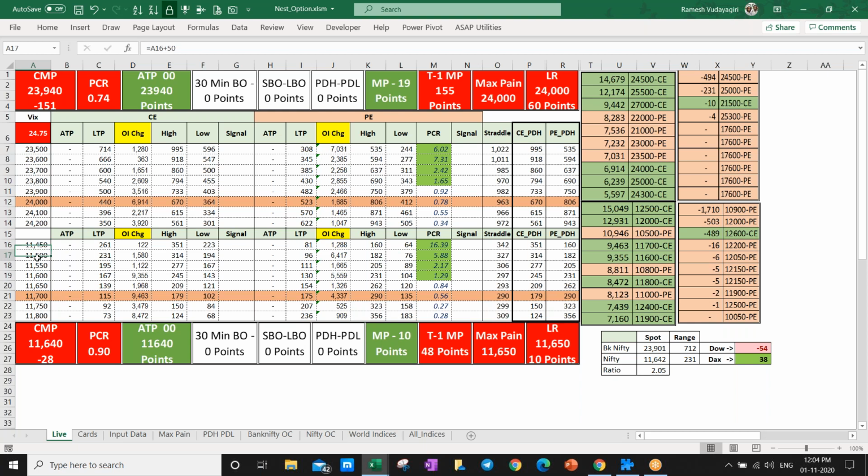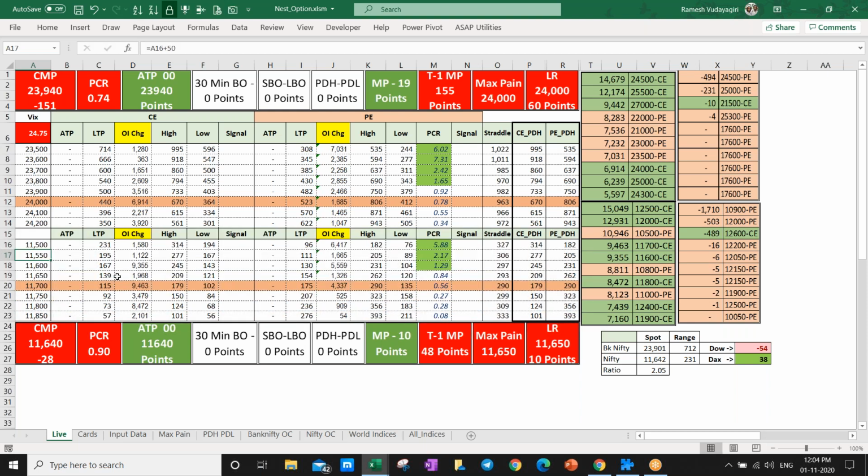Similarly for Nifty also, at every interval of 50 points, which is the minimum strike price gap, I'm keeping this interval. The starting point I'll put here is 11,500, and I'll get whatever strike price I want to get. This is the first thing.